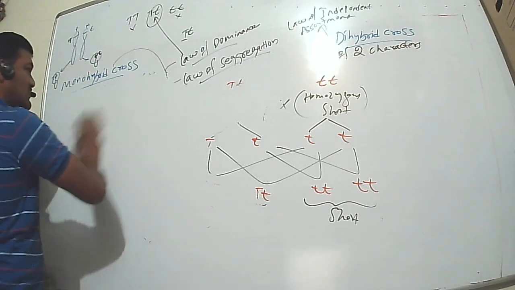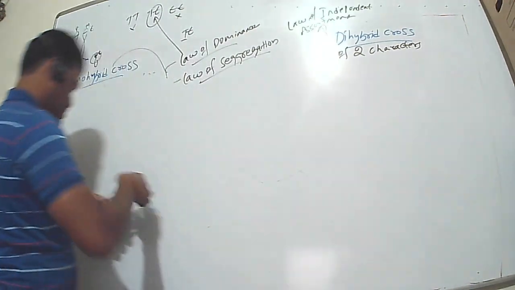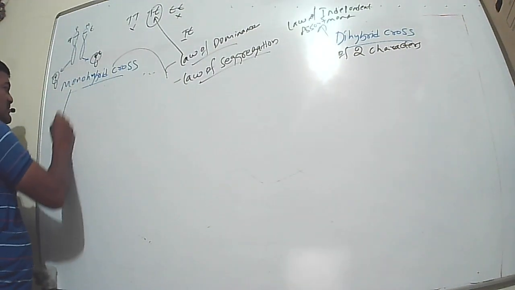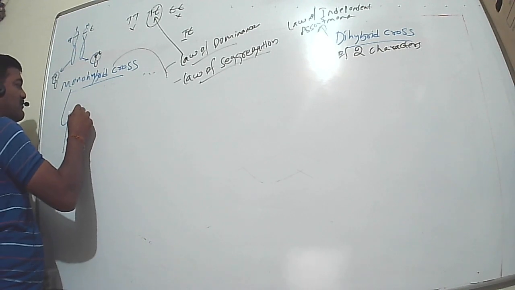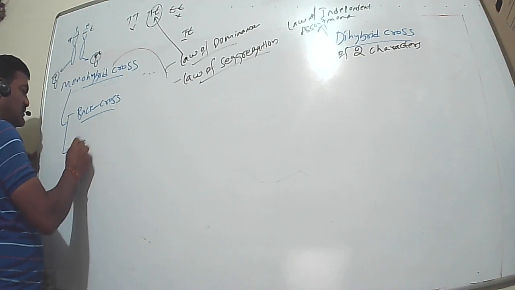One is back cross and test cross. What do you mean? A special case of monohybrid cross is a back cross. And what is a test cross.